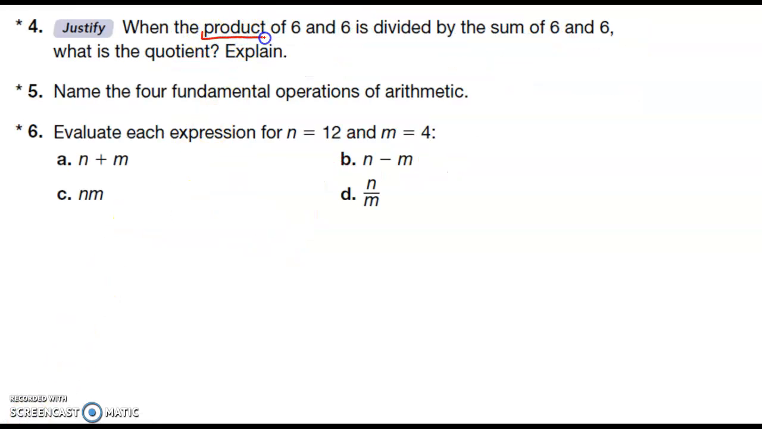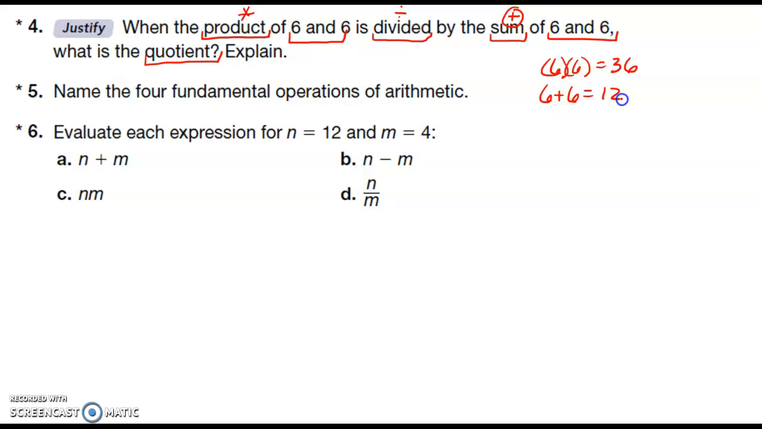Okay, when the product, so that's the answer to a multiplication problem, of 6 and 6 is divided by the sum, which is the answer to an addition problem of 6 and 6, what is the quotient, the answer to a division problem? So I have the product, 6 times 6 is equal to 36. I have the sum, 6 plus 6 is 12. So when 36 is divided by 12, I get 3. Name the 4 fundamental operations of arithmetic: addition, subtraction, multiplication, however you choose to write it, and division. Okay.